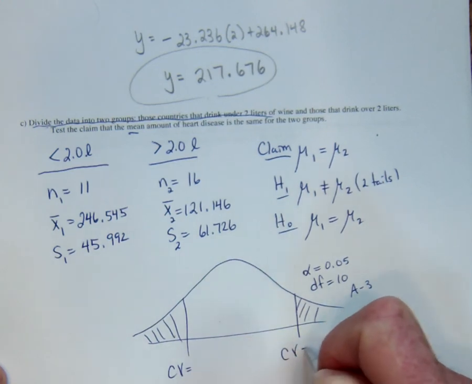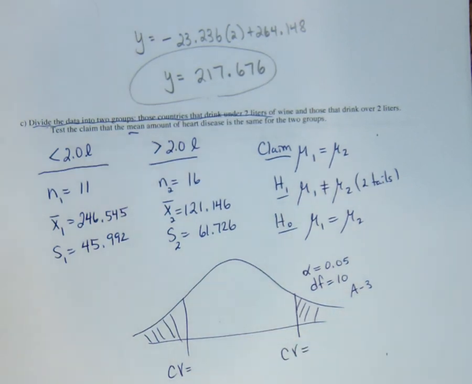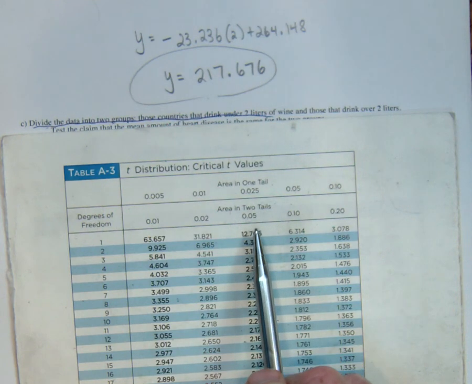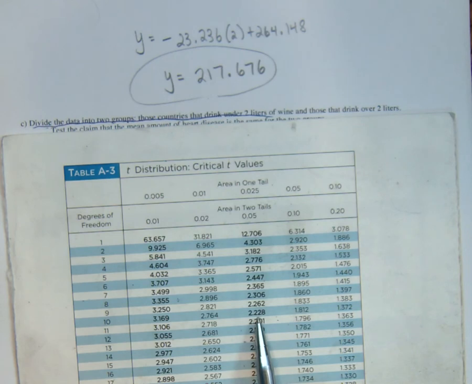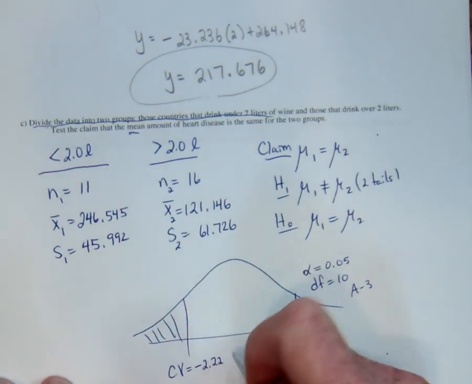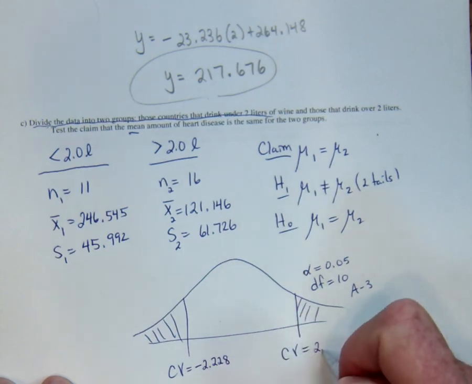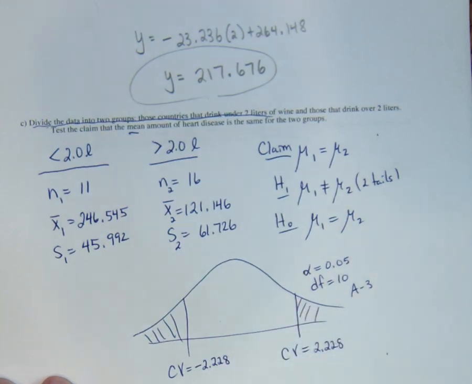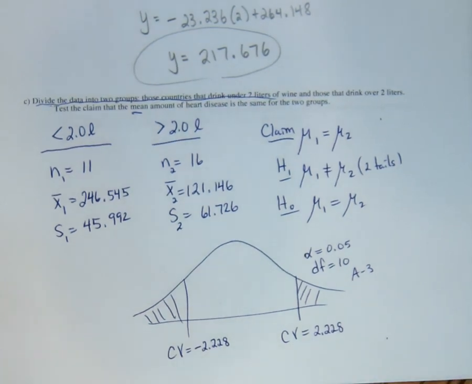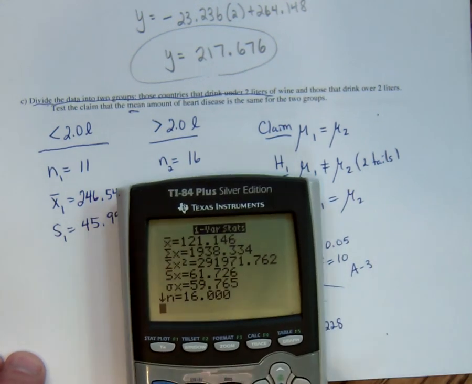Critical value. So for table A3, we would be using this, that there's two tails, 0.05, and then degrees of freedom is 10. So it's 2.228. So on this side negative 2.228, this side positive 2.228. All right, now we just need the test statistic. So we can use the calculator for that.